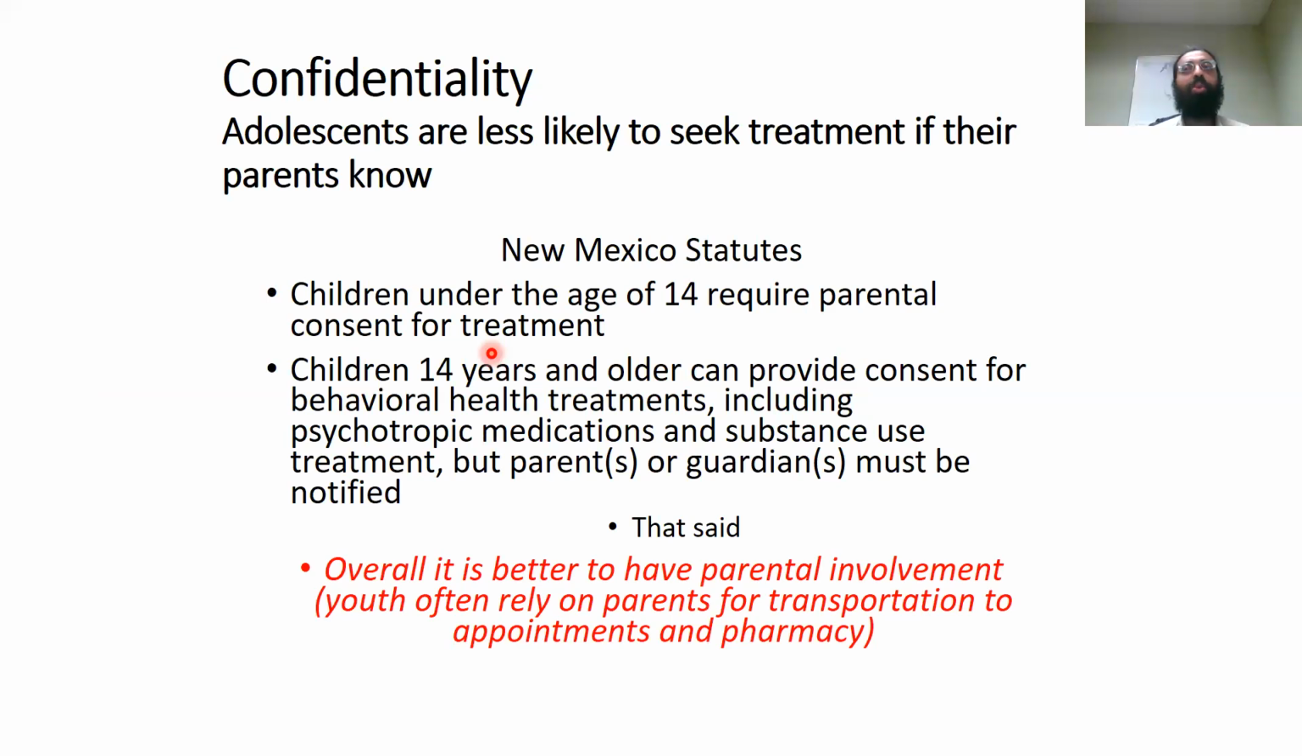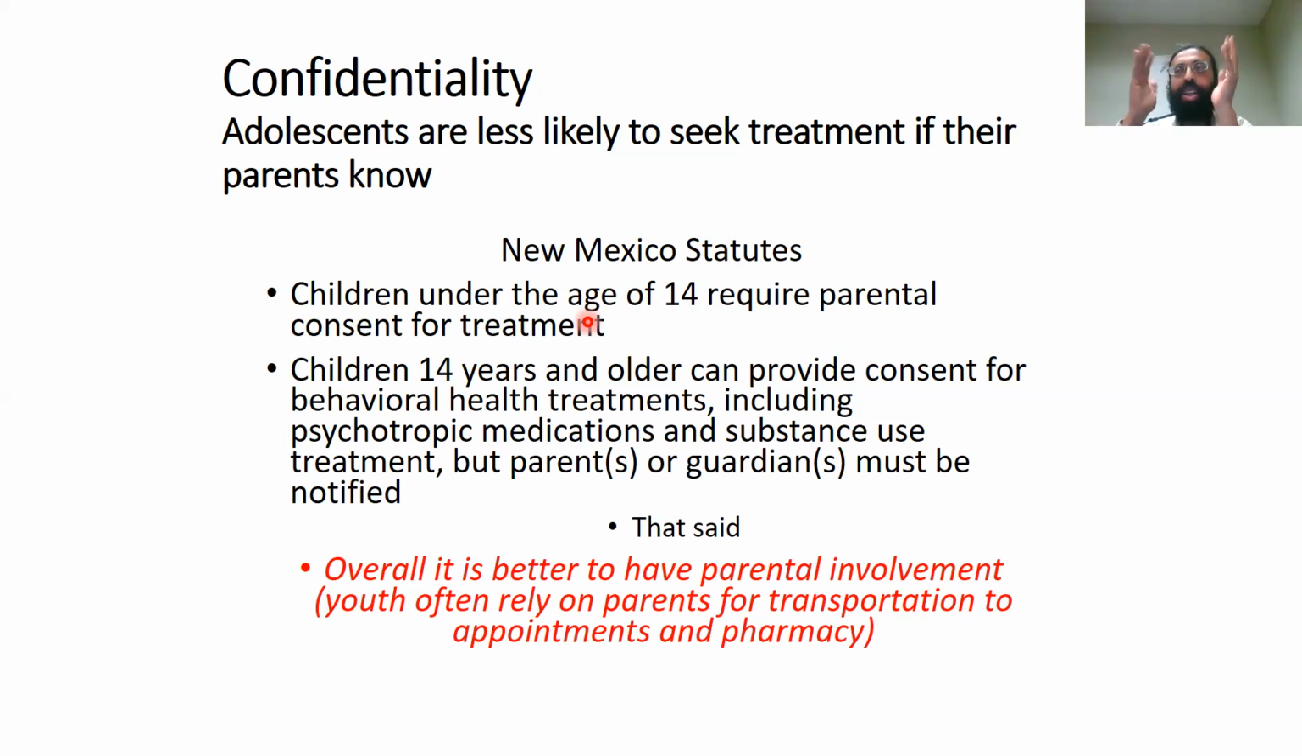So what do the New Mexico regulations state? I know there are at least a couple of people on who are not from New Mexico, so I would encourage you to look at your own state statutes as well, because that can differ. This is what the New Mexico statute says, because this is a question that comes up a lot. What New Mexico says is that children under the age of 14 require parental consent for treatment. This is for buprenorphine. So if you're going to start buprenorphine on anyone under the age of 14, parental consent is needed. Over 18, of course, they can give consent.